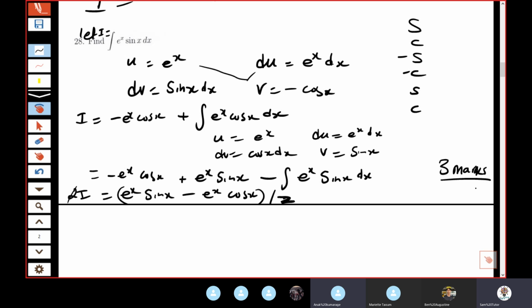Sam, on your last line, how did that plus turn into a negative? That's a plus because of this plus here. But you know that the formula is u times v minus v times du.